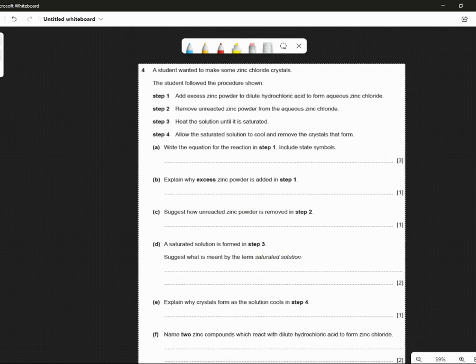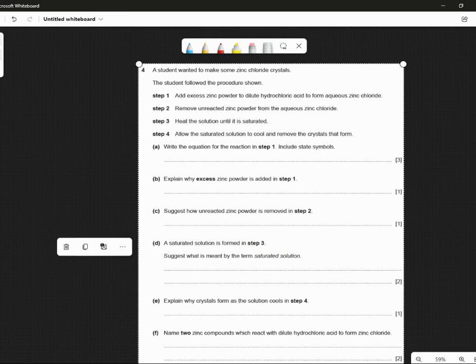Alrighty, so this one. The student wants to make some zinc chloride. It does these things. Step 1, add zinc to dilute HCl. Remove the unreacted zinc. Heat the solution. Saturate it. Allow the saturated solution to cool. Remove the crystals that form.